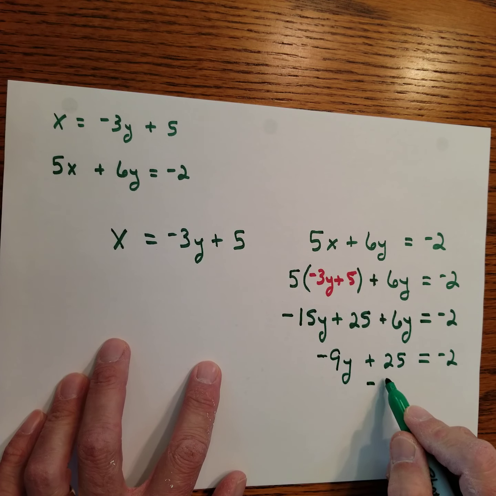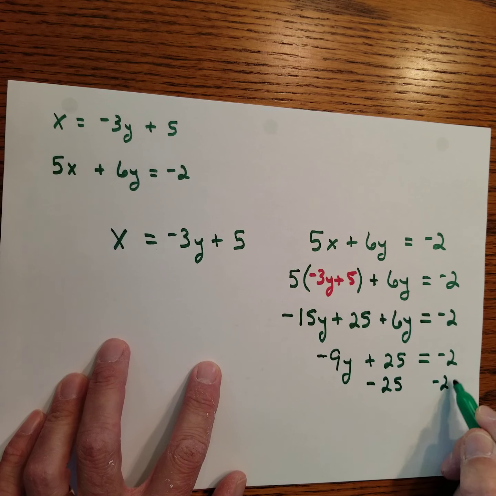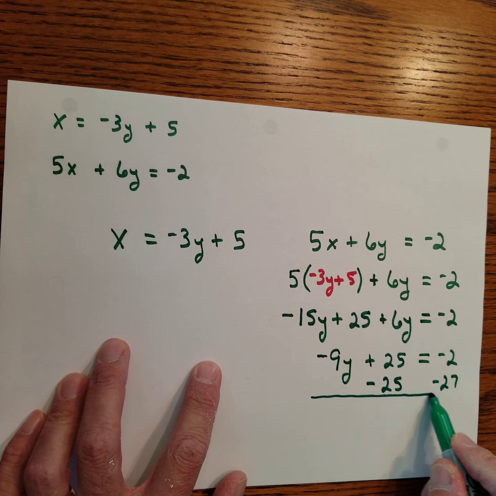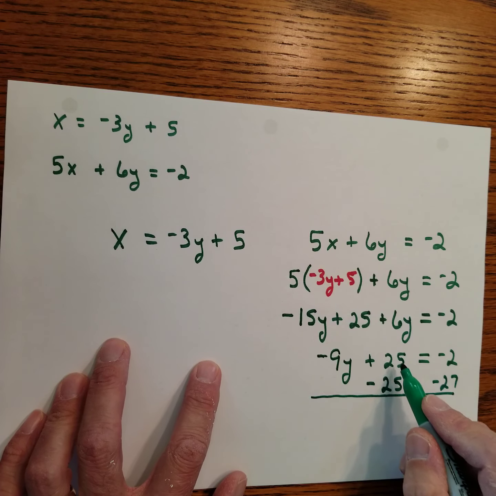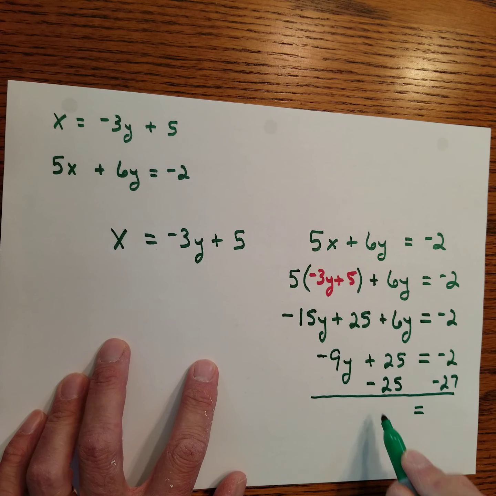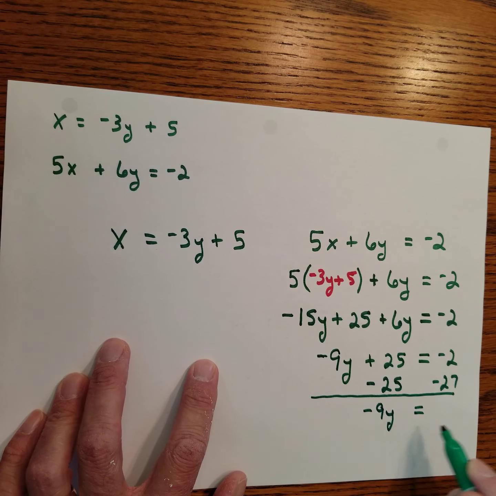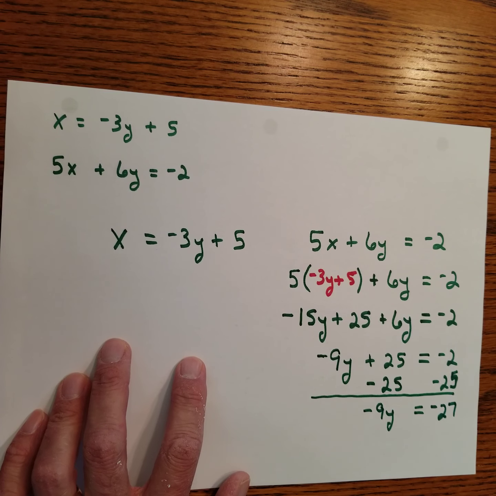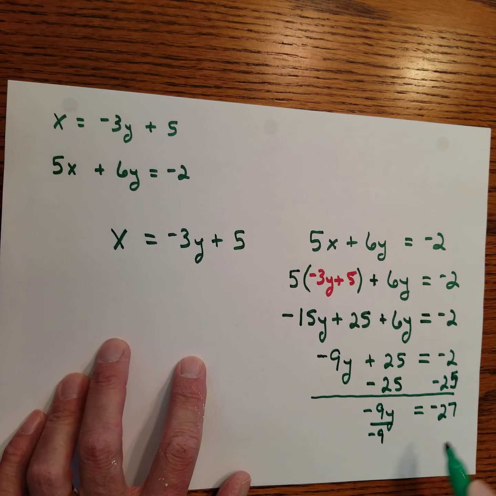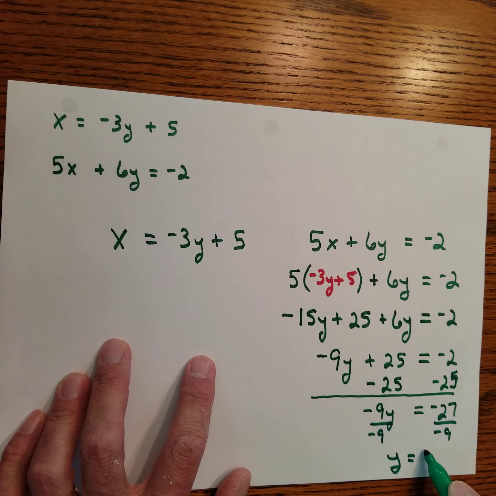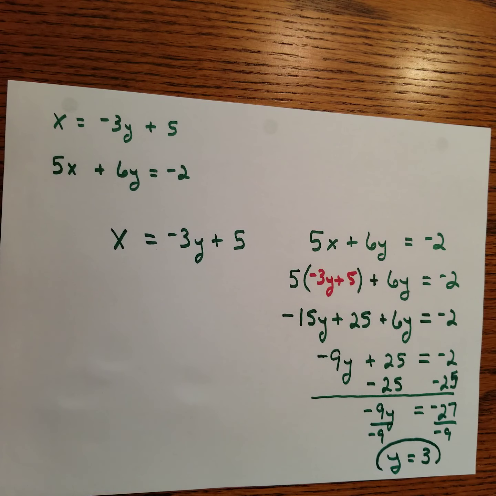The inverse of addition is subtraction. Positive 25 and negative 25 is 0, plus negative 9y. Negative 2 and negative 25 is negative 27. Now divide. And a negative divided by a negative is a positive. My y value is a positive 3.